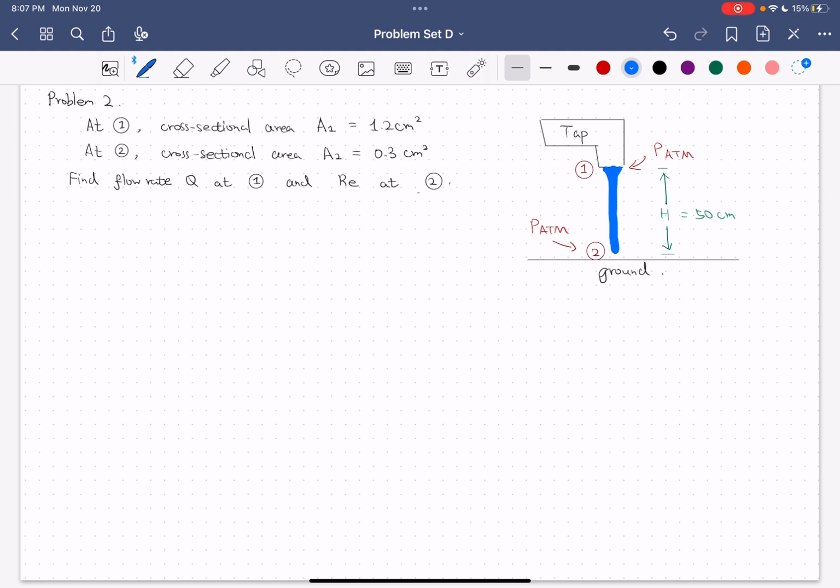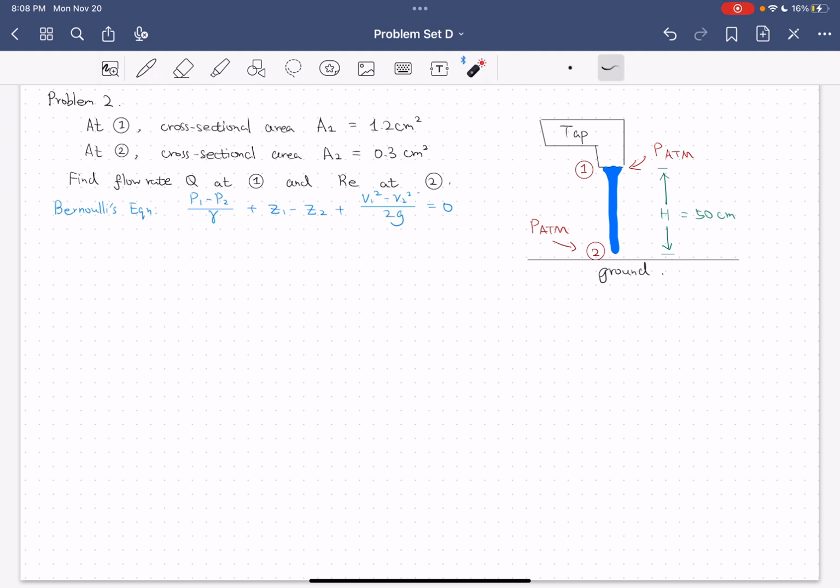In this question, we'll be using both the Bernoulli equation and the continuity equation. So one form of the Bernoulli equation can be written as (P1 minus P2) divided by gamma plus Z1 minus Z2 plus (V1 squared minus V2 squared) over 2g equals 0.